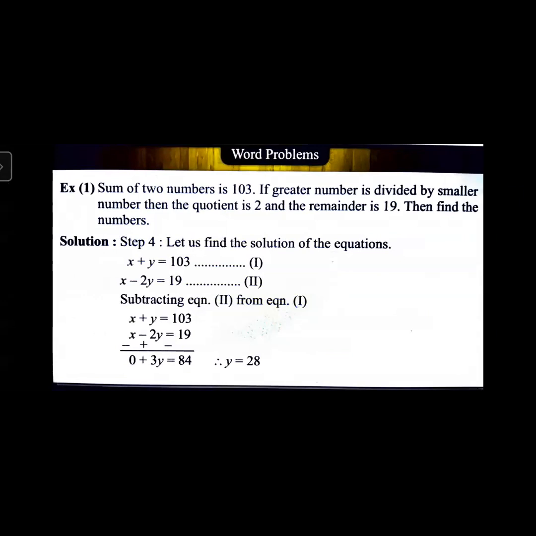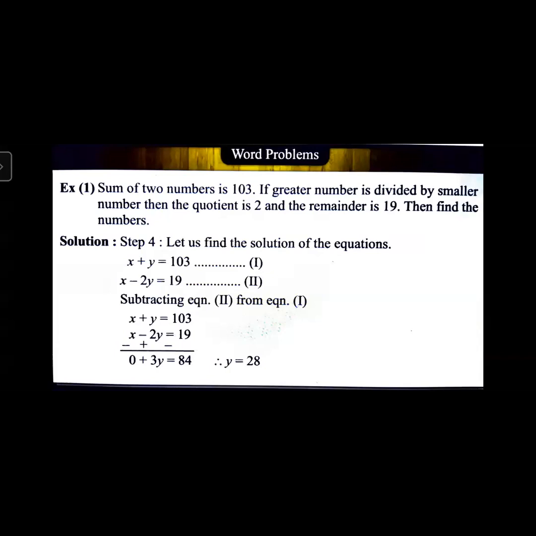Let us find the solution of equations as we have named them. x plus y equal to 103 is first equation. x minus 2y equal to 19 is your second equation. Subtracting equation 2 from equation 1, x minus x will become 0. While doing subtraction, we have to change the sign. Plus y plus 2y is equal to 3y. 103 minus 19 is 84. So 3y is equal to 84.